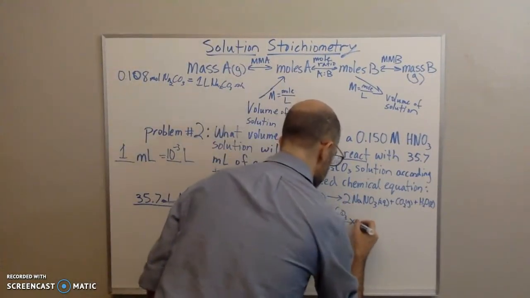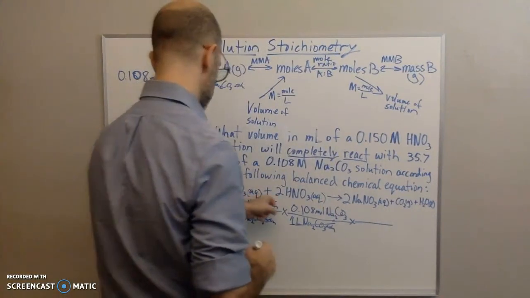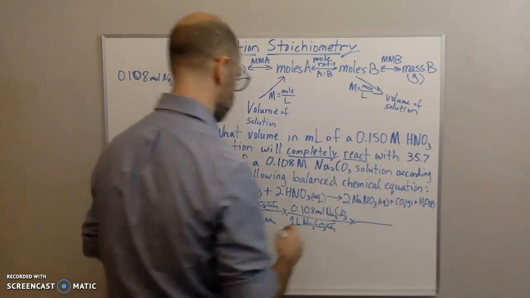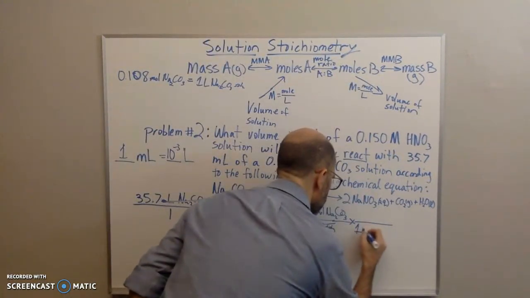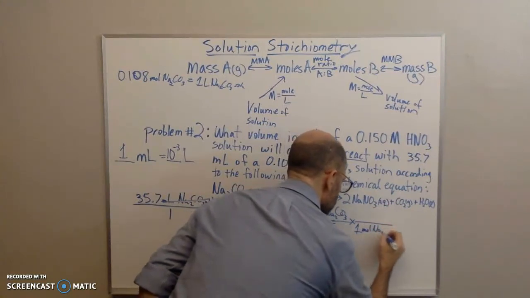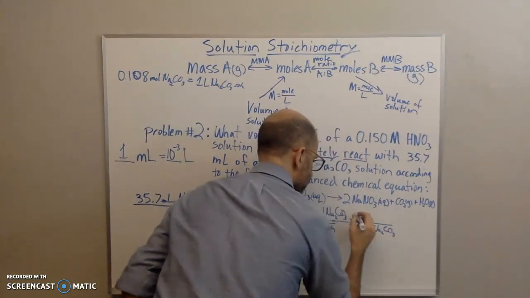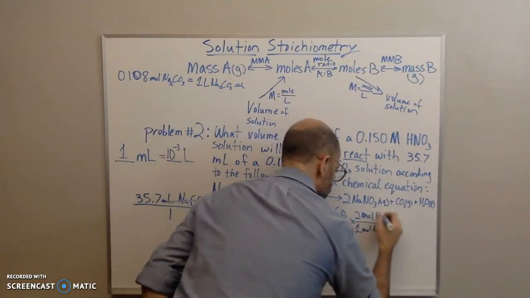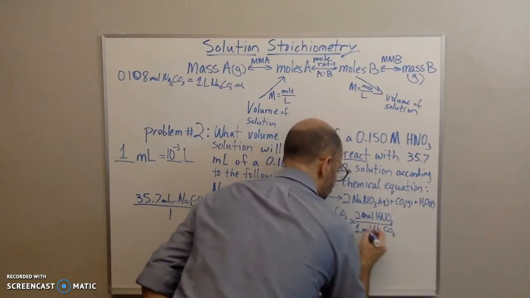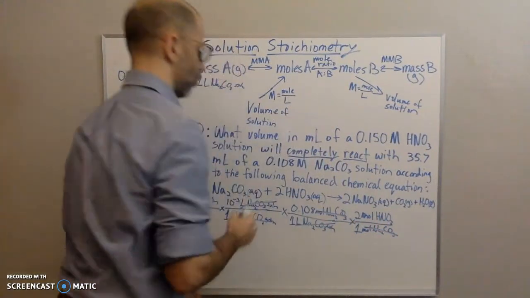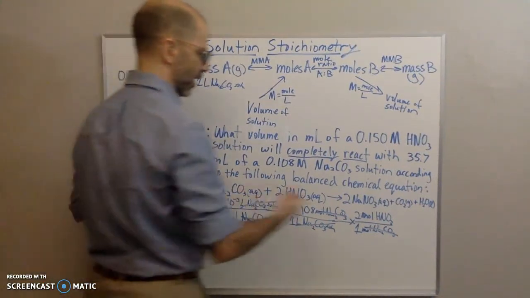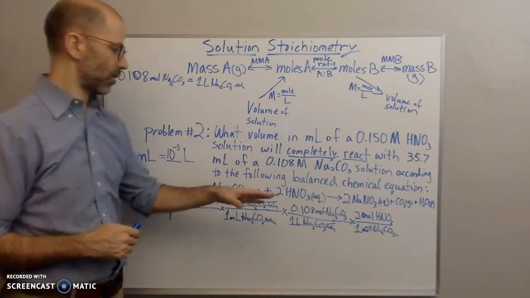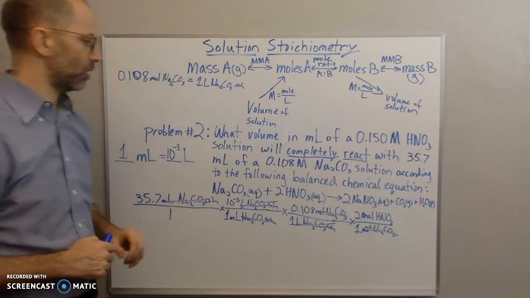So I'm going to put my next conversion factor. I have moles of sodium carbonate on the top, so I'm going to have 1 mole of the sodium carbonate on the bottom, and I have 2 moles of the HNO3 on the top. So moles of sodium carbonate cancel out. Now I have moles of the nitric acid on the top. So now I have moles of HNO3.